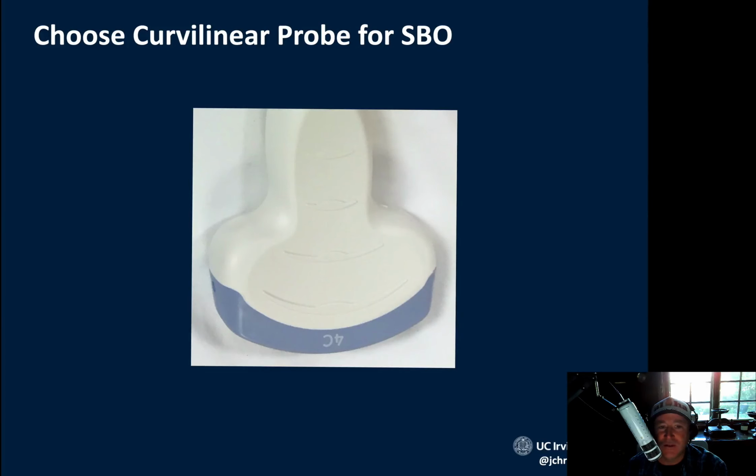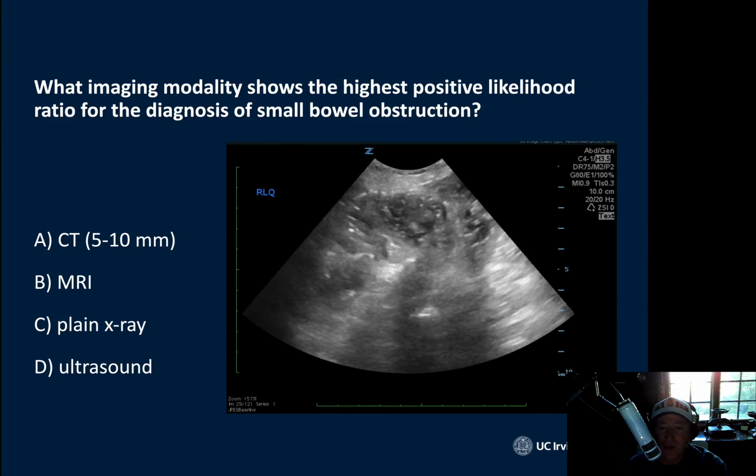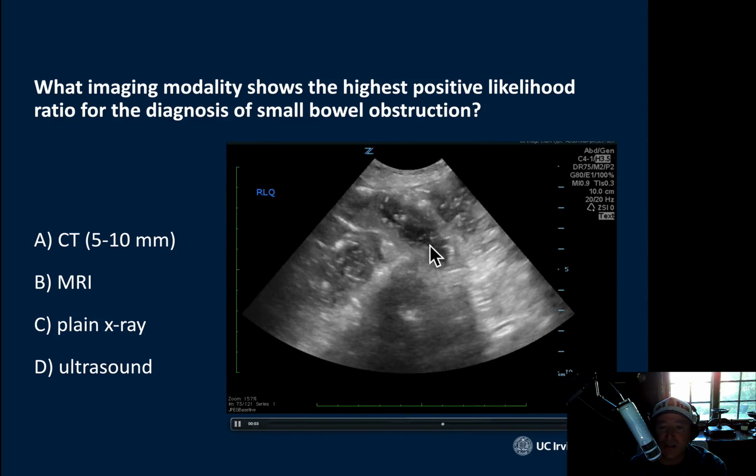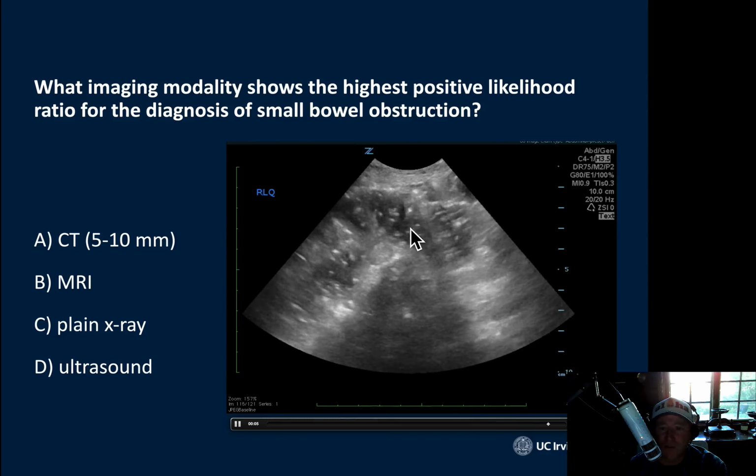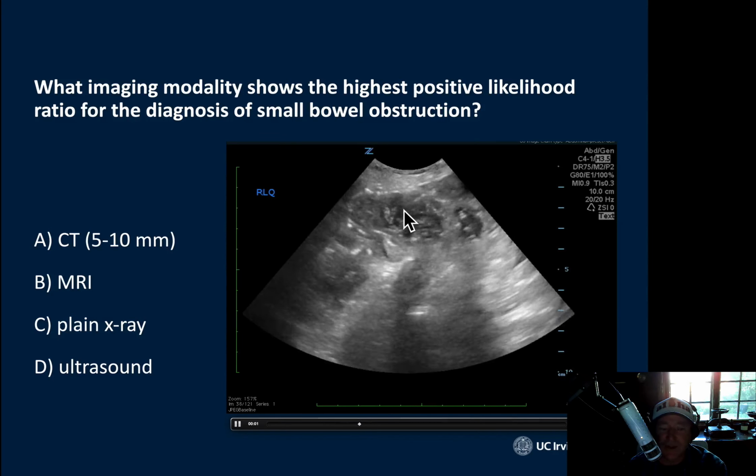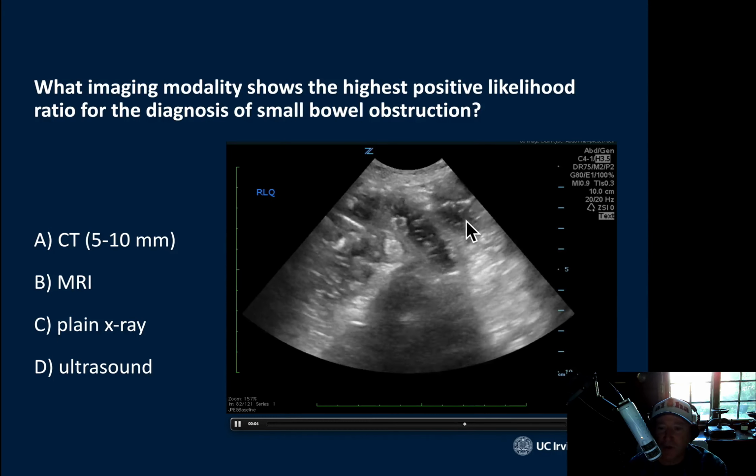So how do you do it? I prefer using the curvilinear probe if you have one of these large footprint transducers. It's just going to make prettier images, and it's perfect for small bowel obstructions. And you can see here this peristalsing bowel going back and forth. You can see that we've got something going on here in the bowel.